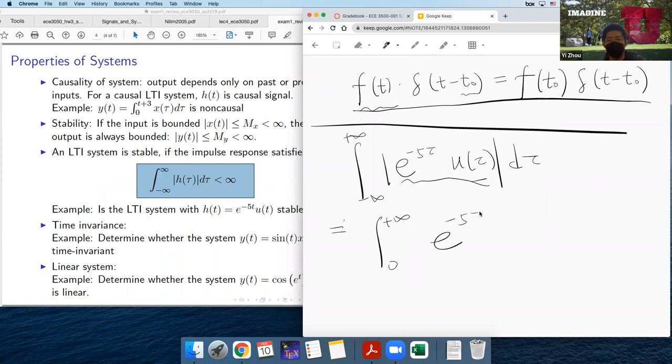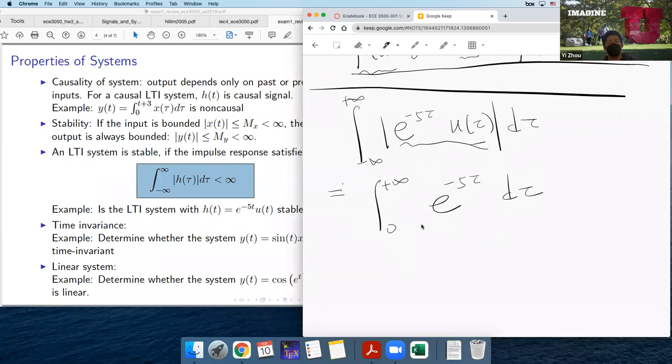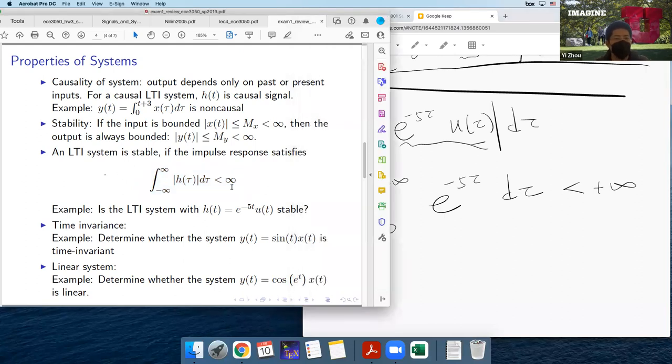So the integration becomes this one. And this is an integration over an exponentially decreasing signal only in the positive domain. So you can check that this is finite. You get a finite value. So basically this absolute integrability condition is satisfied. So the system is stable. This LTI system is stable.